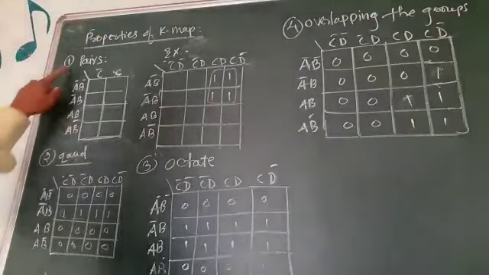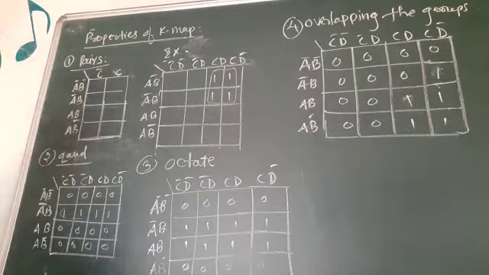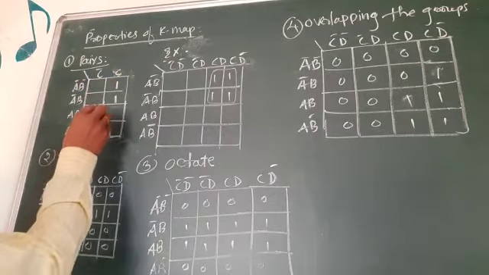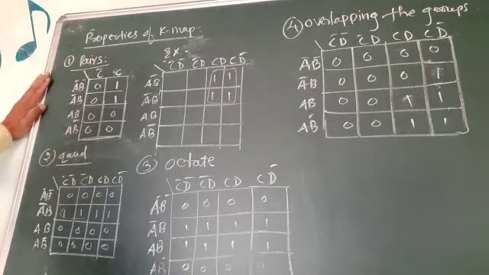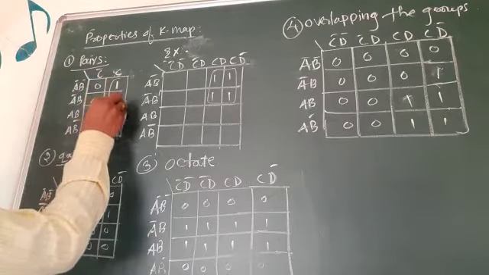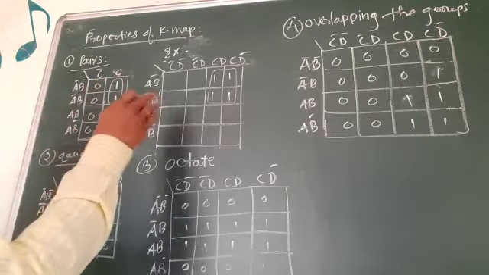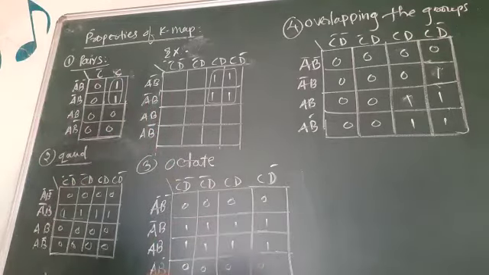The first property is the pair. In this property, I will have 1 1 here and 0 0 0 0 0 0 here. So what should be the prime implicants? We can group adjacent ones. So this is the pair, horizontal or vertical. If adjacent ones are considered, you may group them as a pair.